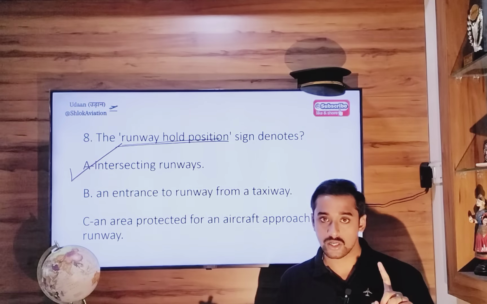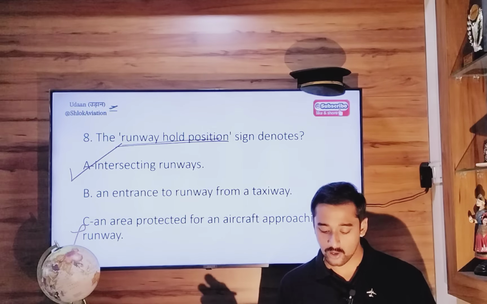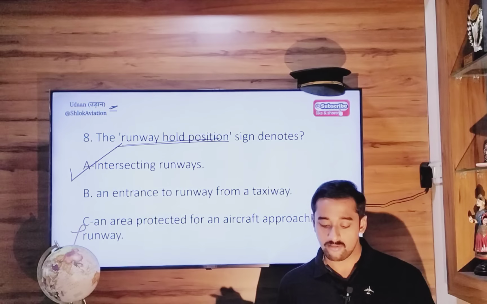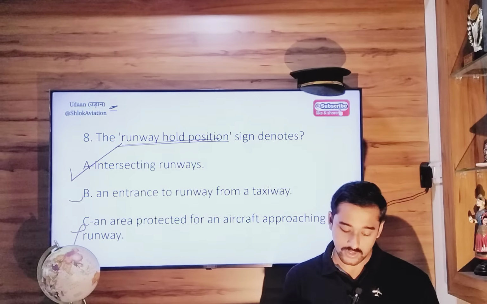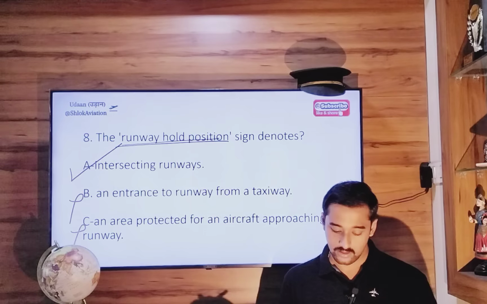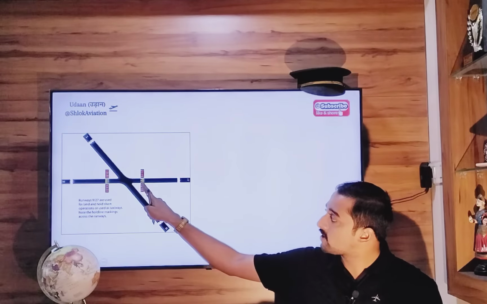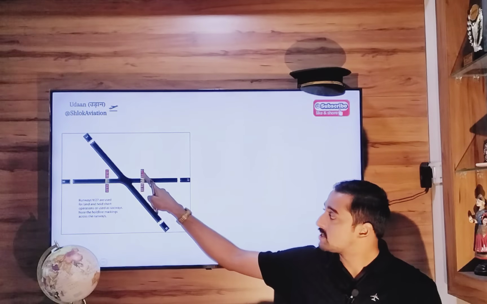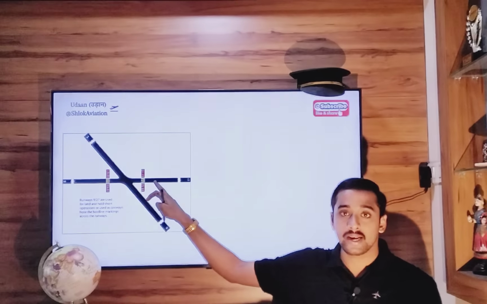So option A is the most appropriate answer here. Option C is wrong, irrelevant. Option B is wrong because it says an entrance to a runway from a taxiway. That is not the purpose of runway hold position. So intersecting runways is where you will find this runway hold position. Okay. Next. So on intersecting runways, you see this runway hold position. Ground markings are yellow, the signs red and white. Additionally, there can also be ground lighting.